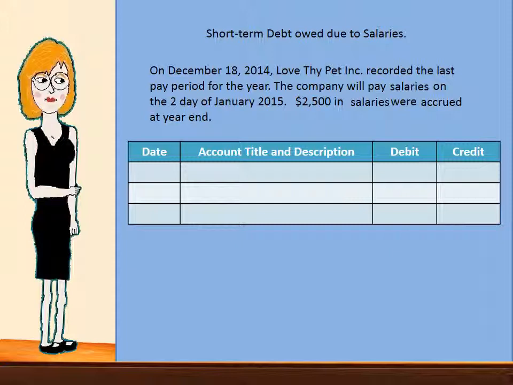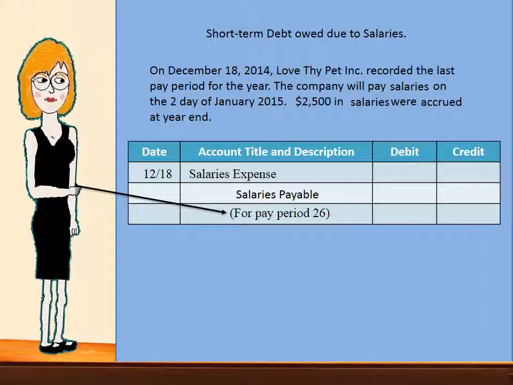Now to short-term debt owed due to salaries. On December 18th, which is our date, 12/18, we paid salaries, but we're not actually paying it since it's the end of the year, so we're only accruing it. So we will recognize the expense, salaries expense. This is a record keeping account for the entire year, how much expenses we paid. And since it's accrued, it won't be cash, but it'll be salaries payable because that's a liability. We will pay this salary the next year on the 2nd.